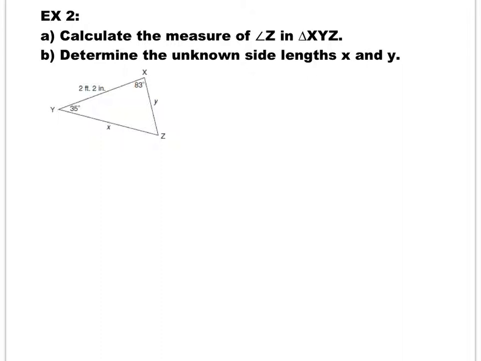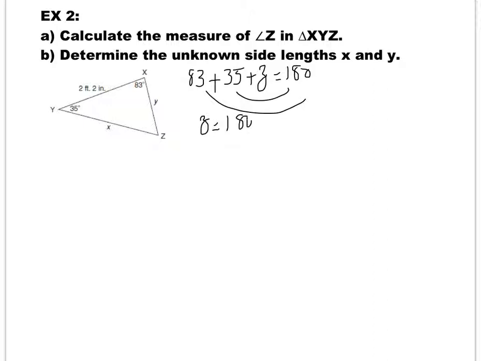We are going to use the fact that the sum of the angles inside the triangle is 180, so I can easily write that 83 plus 35 plus Z is equal to 180. I'm going to move these two to the right, change the sign, so Z is 180 minus 83 minus 35. So Z is approximately 62 degrees.